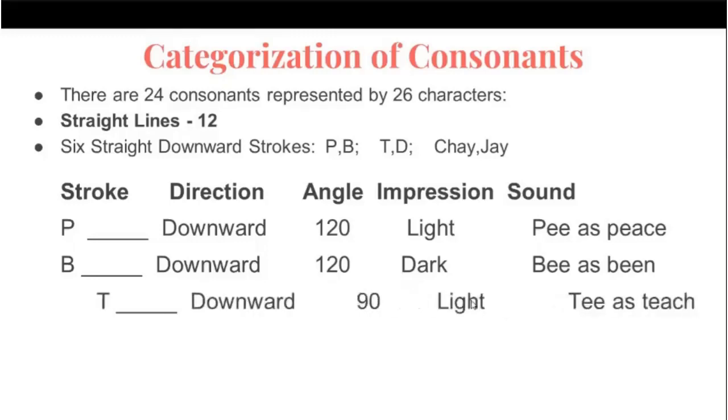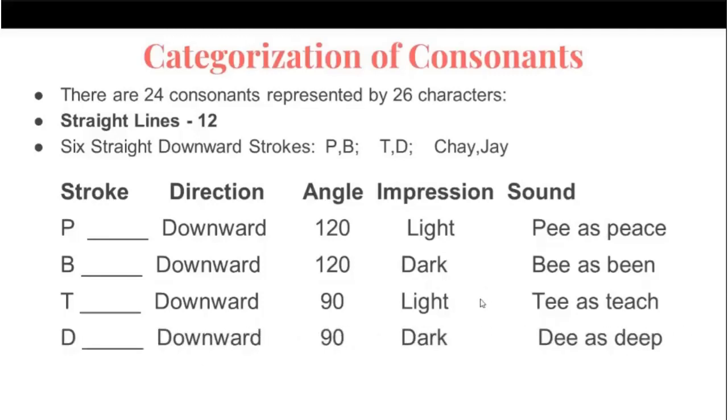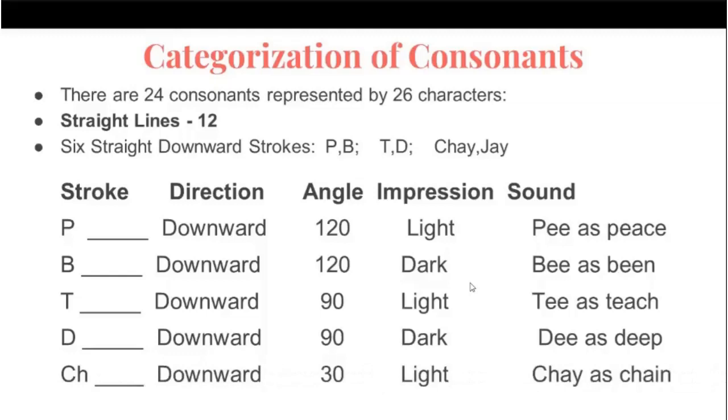T is a downward stroke at the angle of 90 degrees. It is a light stroke, meaning a voiceless stroke. T as in teeth. D is a downward stroke at the angle of 90 degrees. It is a dark stroke. D as in deep. CH, that is Chay. Chay is a downward stroke at the angle of 30 degrees of the perpendicular. It is a light stroke. Chay as in chain. J is also a downward stroke, 30 degrees from the perpendicular. J as in jay.